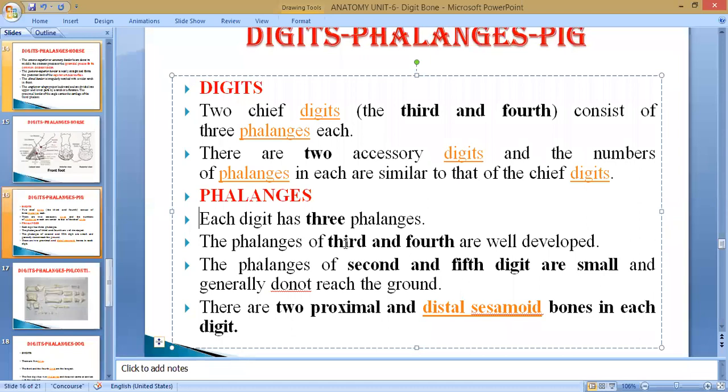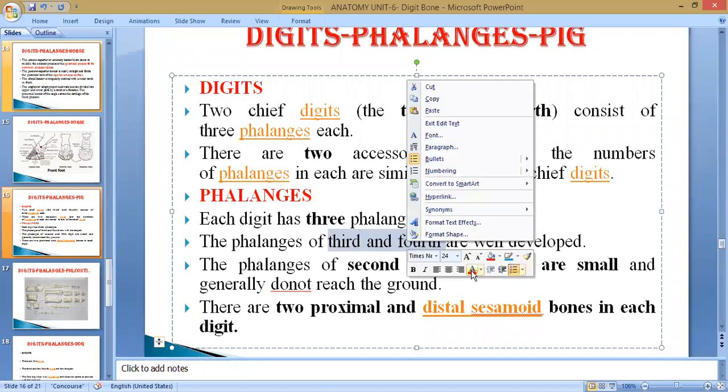Phalanx of the third and fourth are well developed. What do you indicate by these third and fourth? Anybody? Phalanx of third and fourth are well developed. What does third and fourth mean? Digit, sir. Right, digit.